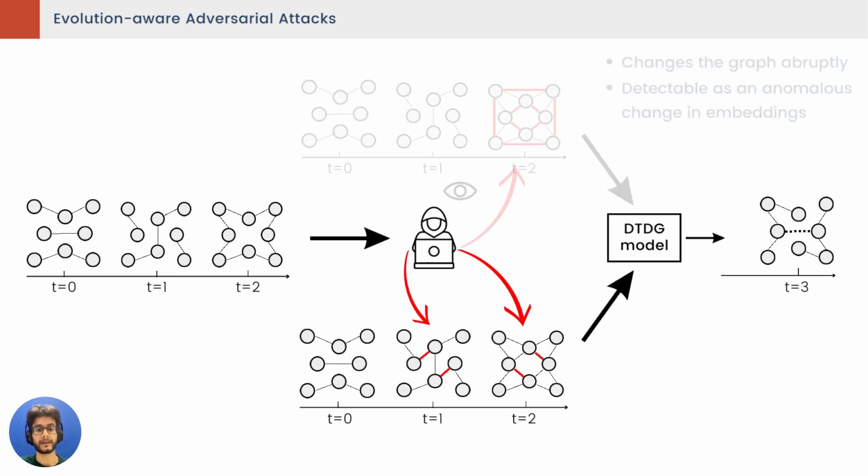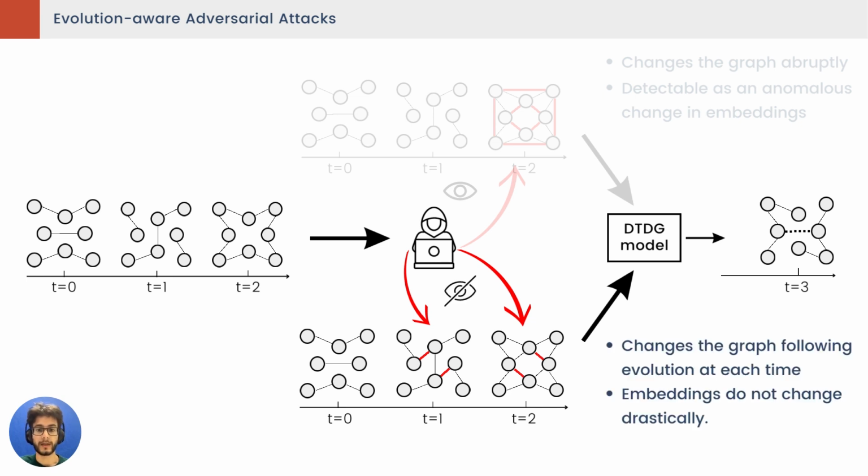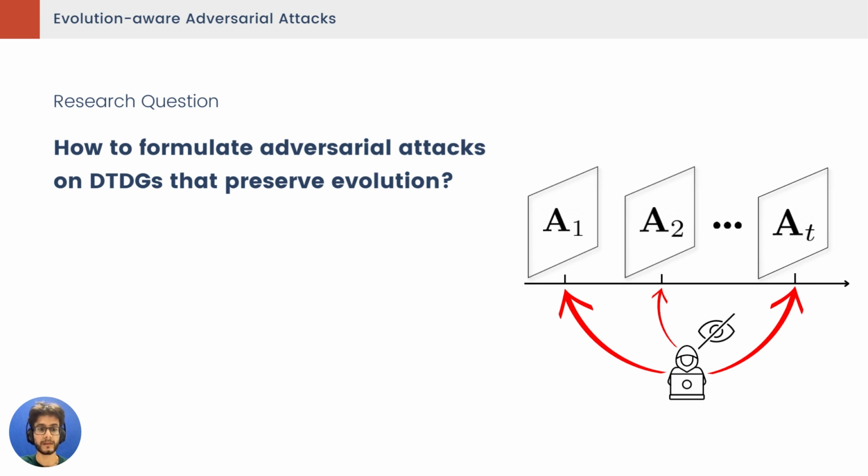Instead, an attack like the one shown below would also flip the model's prediction, but one can argue that this is undetectable as it changes the graph while following evolution at each timestamp and does not change the embeddings drastically. The central question of our work is thus, how can one formulate adversarial attacks on these dynamic graphs that can preserve evolution?